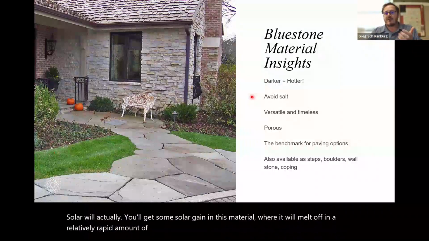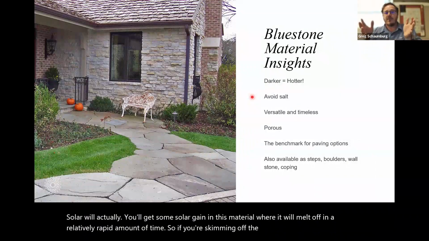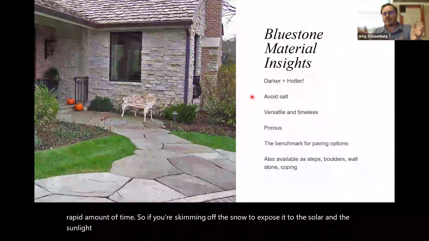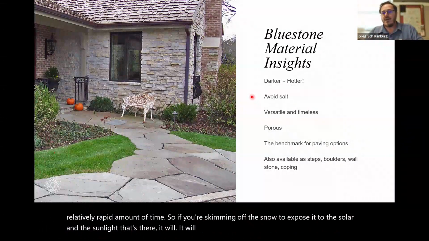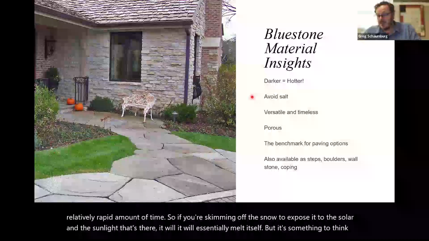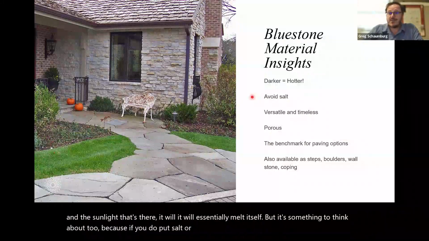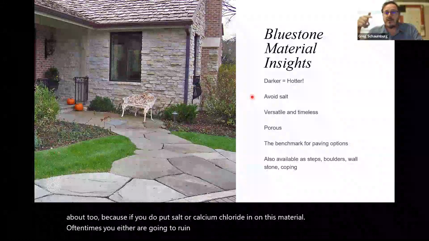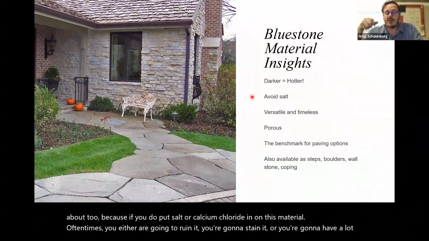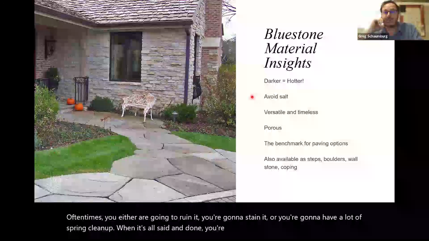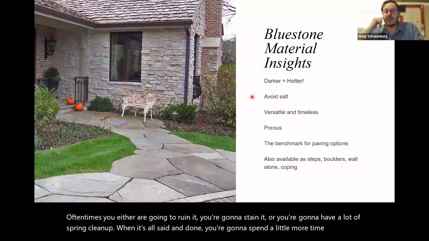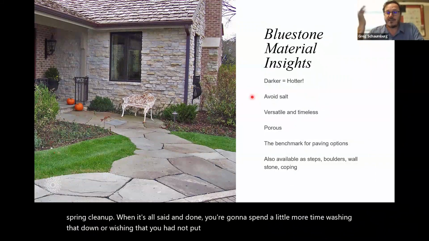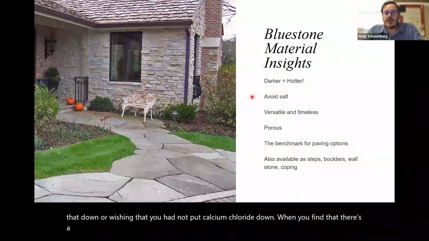So if you're skimming off the snow to expose it to the sunlight that's there, it will essentially melt itself. But it's something to think about too, because if you do put salt or calcium chloride on this material, oftentimes you either are going to ruin it, you're going to stain it, or you're going to have a lot of spring cleanup when it's all said and done. You're going to spend a little more time washing that down or wishing that you had not put calcium chloride down when you find that there's a stain that can't be removed.